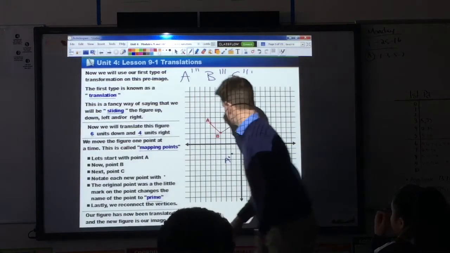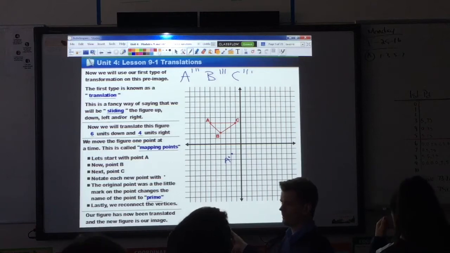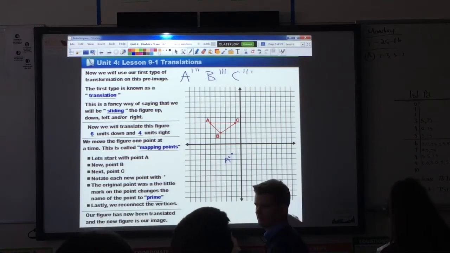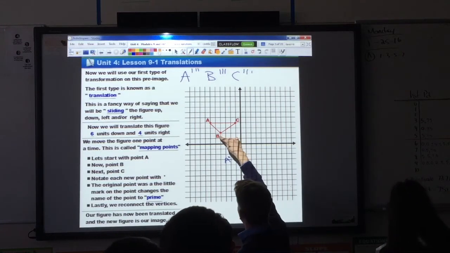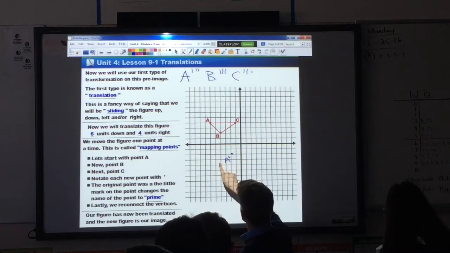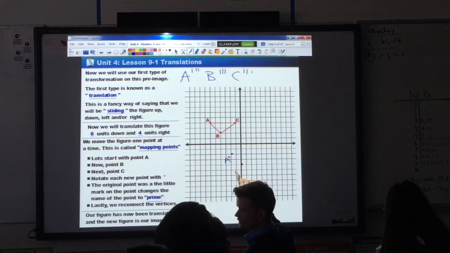So let's repeat the process. We're going to go to point B now. Same thing. How am I moving it? 6 down, 4 right. So 1, 2, 3, 4, 5, 6 down. 1, 2, 3, 4 right. And what's that point going to be called again? B prime. Don't forget the little dash.